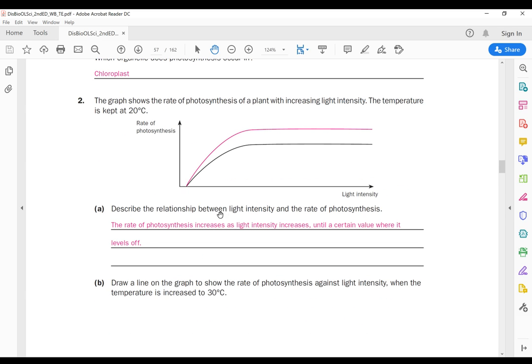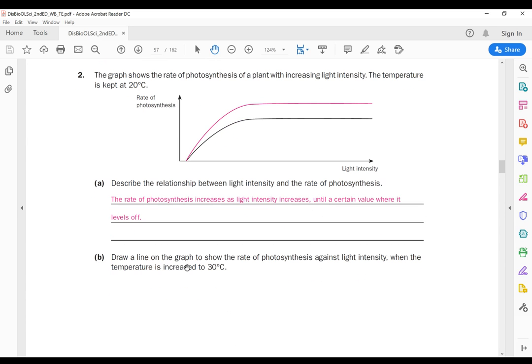Okay, describe the relationship between light intensity and the rate of photosynthesis. As I was marking, I realized the class did well. As I increase the light intensity, the rate of photosynthesis also increases. You can see from the line over here. Some of you talked about limiting factor and all that, very good. Until a certain value where it levels off because it becomes constant, because there must be some other factors that will limit the rate of photosynthesis. So beyond this level A, light intensity is not a limiting factor. Something else will affect the rate of photosynthesis.